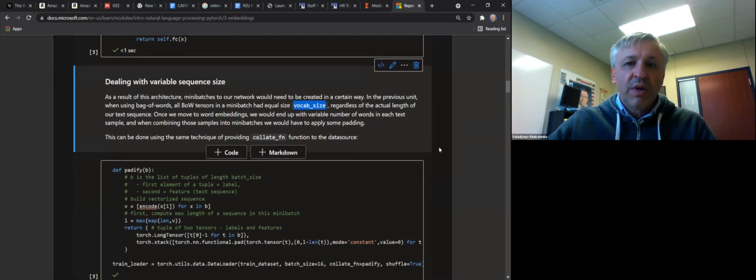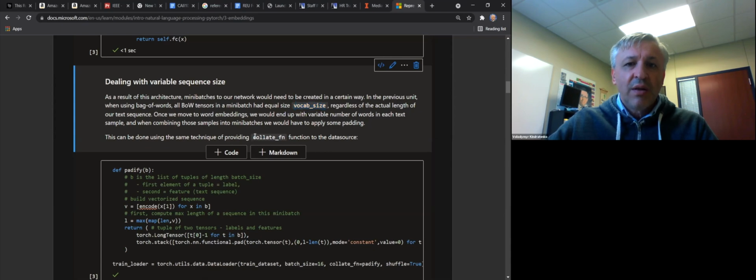However, when we start to use embeddings, we end up with a variable number of words in each text sample, because embeddings are not building a bag of words representation anymore. It is bound by how many words we have in the sentence or text, and so all these mini batches will have different sizes. One simple approach, perhaps not the best, is to apply some padding. If you have a very short sentence, we can pad it to make the embedding the same size as for the longest text that you have to work with.